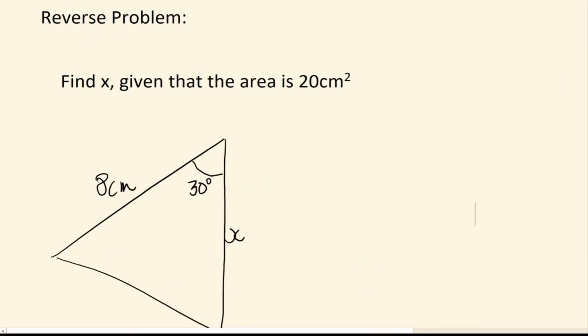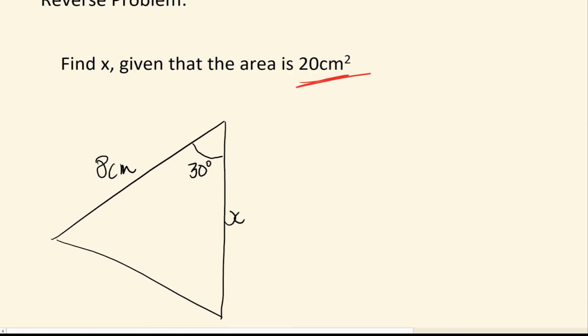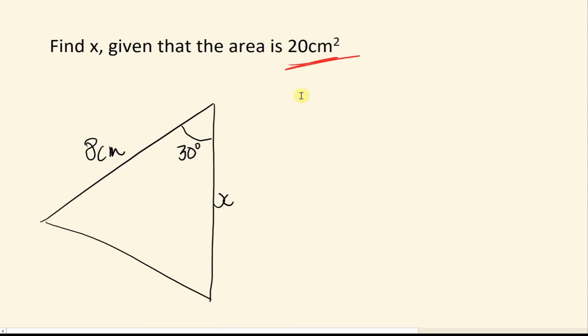This is where we have either a side length or two side lengths or an angle missing, and we need to find them given the area. So here we start the exact same way. We're going to write the formula down. The area is a half AB sine C, and we're going to plug in what we know. So we know the area is 20, we're told that in the question up here.